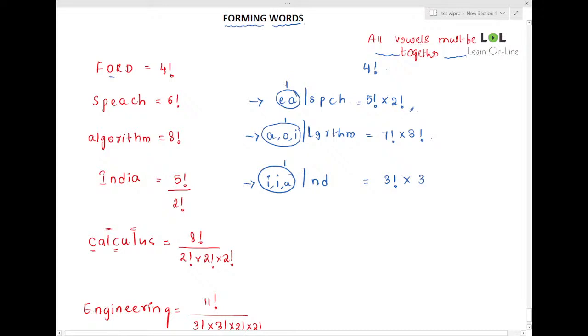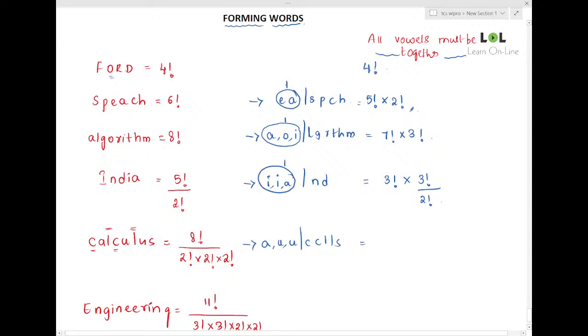3 vowels, 3 factorial. But still we have to divide the repetitions. In the vowels, 2 I's are repeating. So that's why 2 factorial. So this is how we do when we have repetitions with us. Let us check this. Initially I have to separate out vowels: A, U, U. And then comes consonants: C, C, L, L, S.